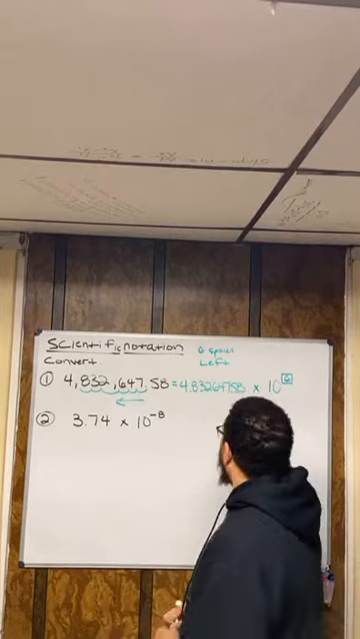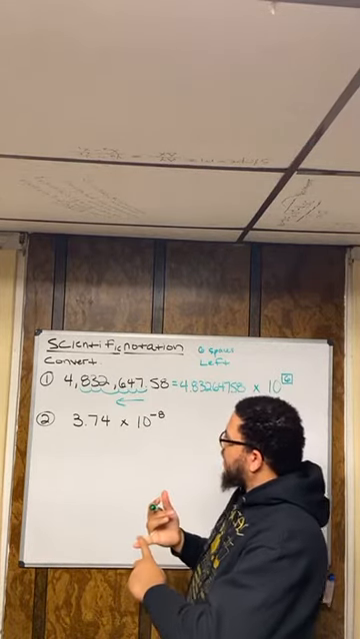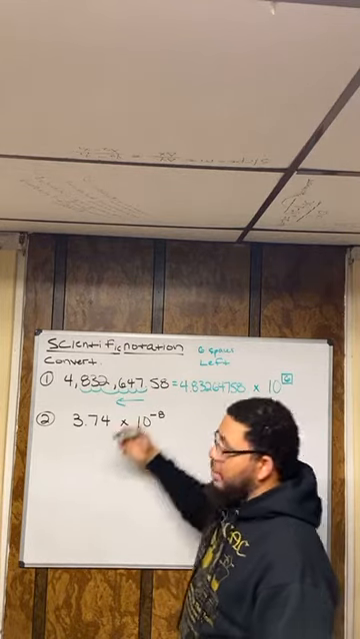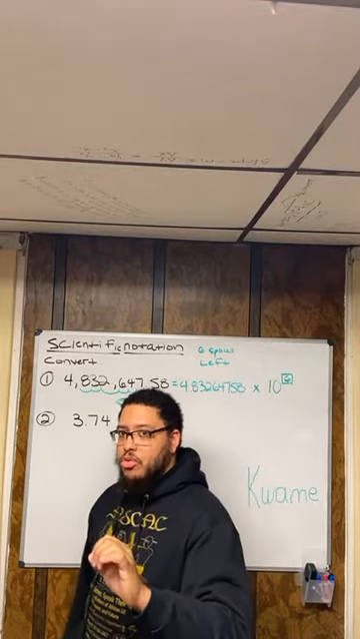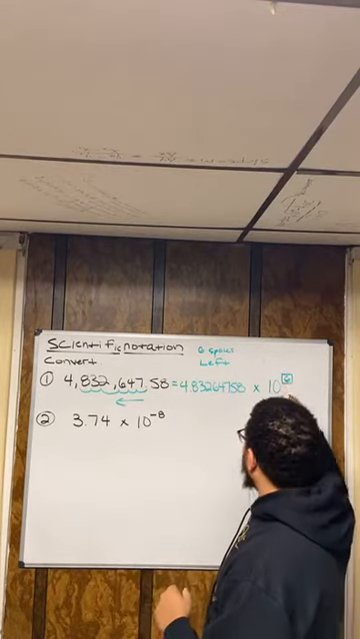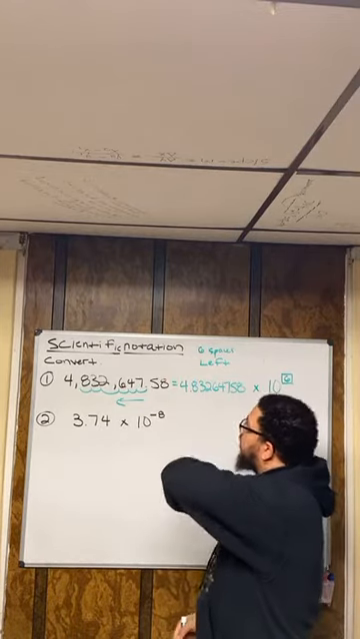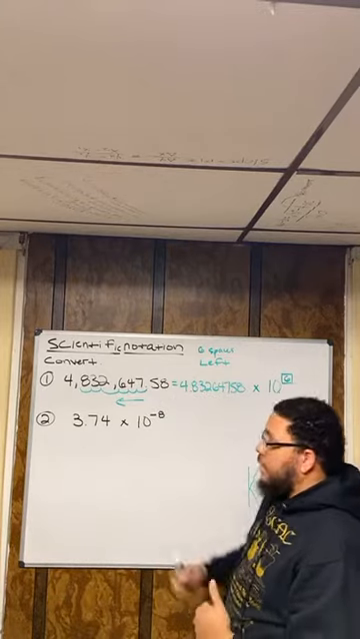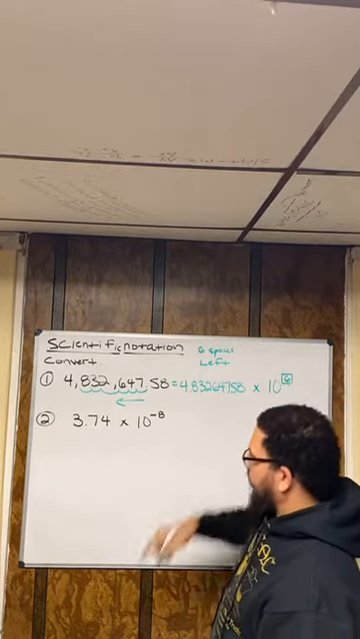So you have to create a number that's greater than 1 and less than 10 by moving the decimal point. But then you want to keep track of how many spaces you moved. However many spaces you moved, that should be the exponent that goes on the 10. If you move to the left, it should be a positive exponent. If you move to the right, it should be a negative exponent, like we have in number 2.